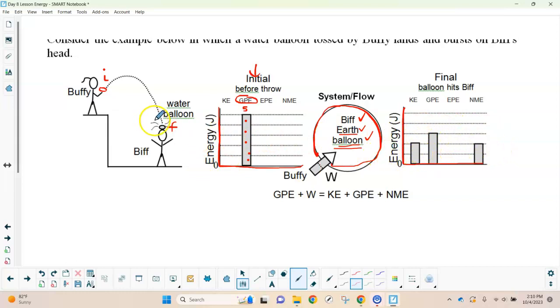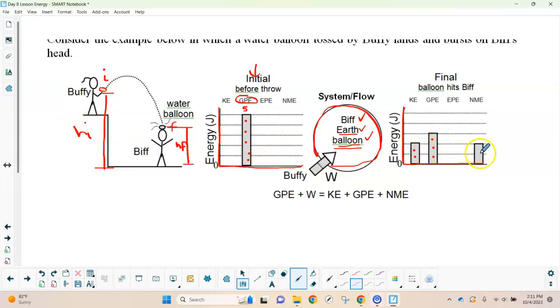So there's kinetic energy. When the balloon is hitting Biff, it's moving. So I would say that's the energy in the balloon. That looks like 2. Gravitational potential energy, there's still gravitational potential energy here because the balloon is not all the way down at the lowest level. So this is like HF here versus the initial height that it had, which was up in Buffy's hand there. So that would be like HI. But if you compare those bars, it went from 5 to 3. So it definitely went down.